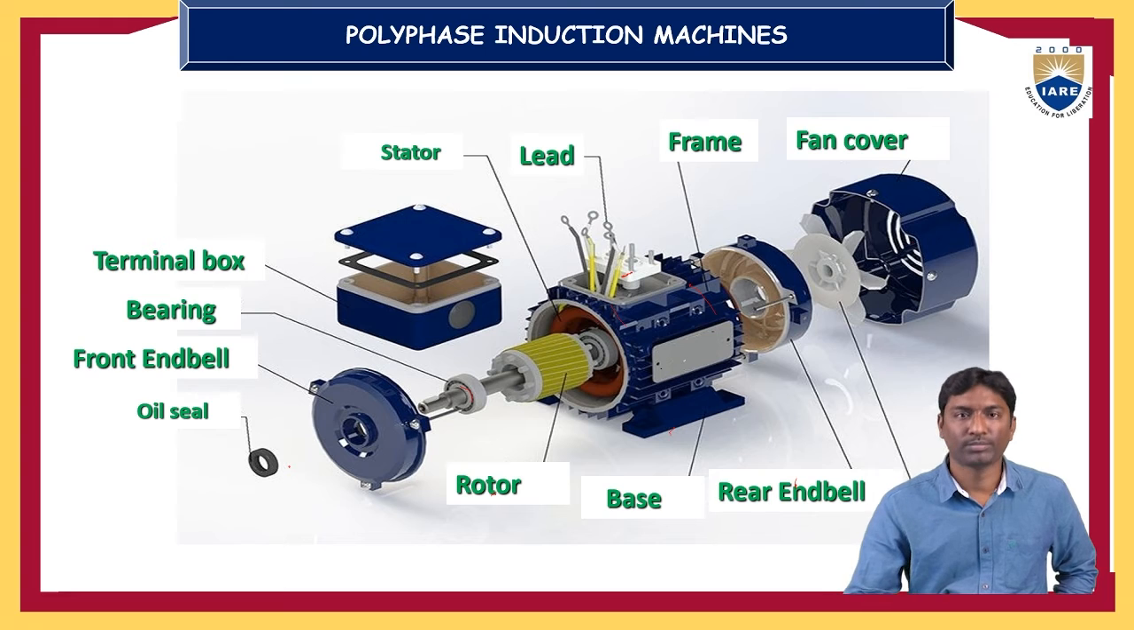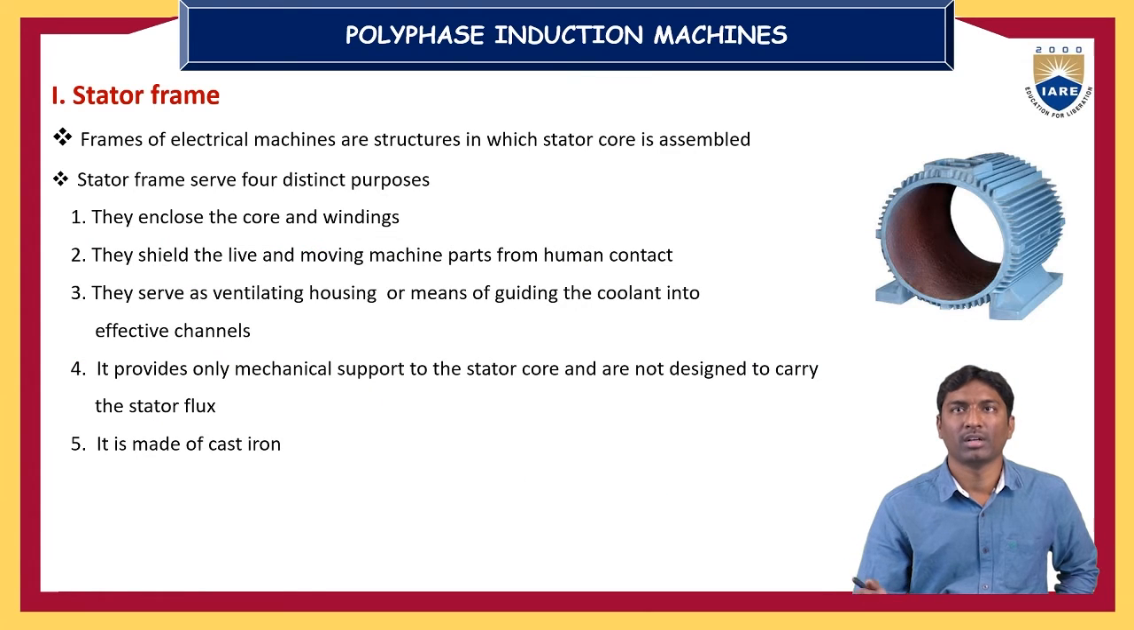Now, first is the stator frame. The stator frame of electrical machines is the structure in which the stator core is assembled. The stator frame serves distinctive purposes. That is, they enclose the core and windings.